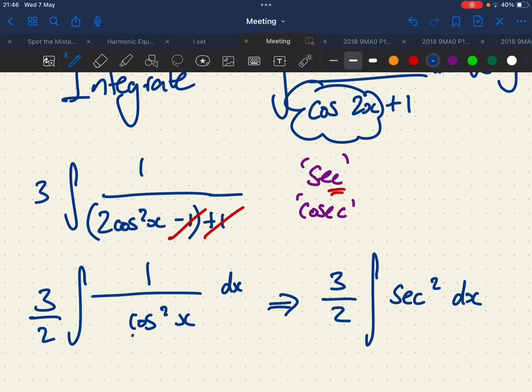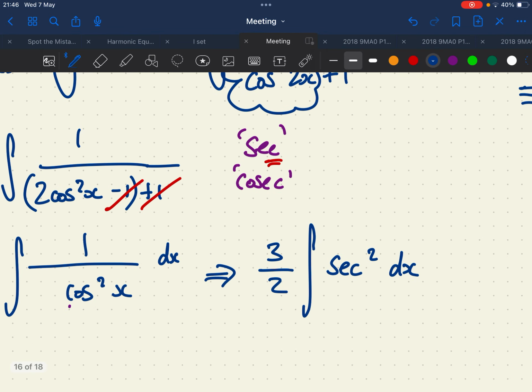So sec squared, why is that a good thing? Well, perhaps I know things about where that expression comes from. So sec squared comes from tan, doesn't it? Because tan differentiates to sec squared. So it's actually just 3 over 2 tan x plus c.